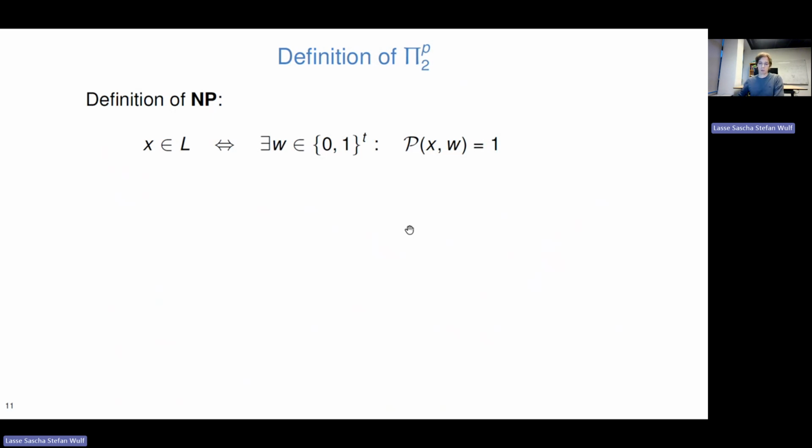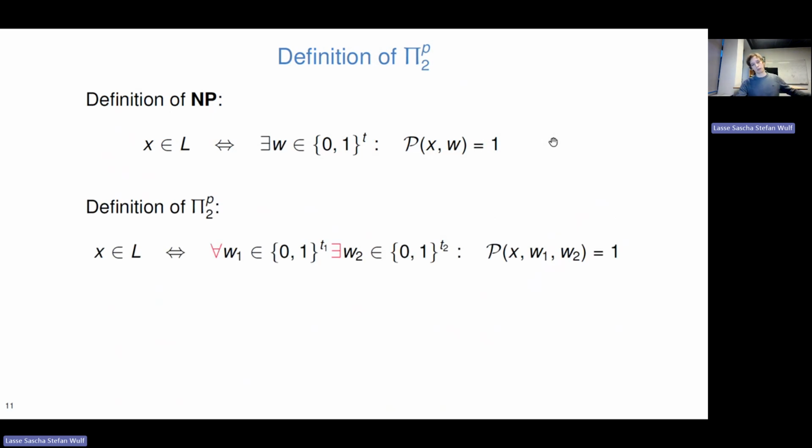And if the answer to my question is yes, then I can give you a witness that verifies that my answer is yes. If the graph actually contains a Hamiltonian cycle, I can give you a set of edges and you can verify whether my proposed witness is a Hamiltonian cycle. And so this means a word is contained in the language if and only if there exists a witness that verifies membership. For example, this could be the property that W describes a Hamiltonian cycle, and this property should be testable in polynomial time.